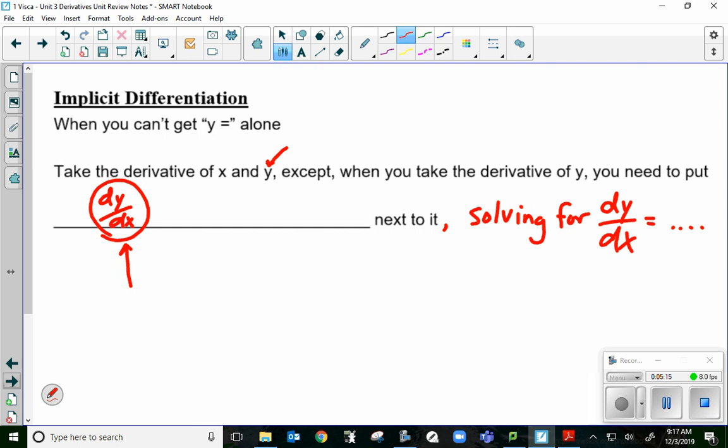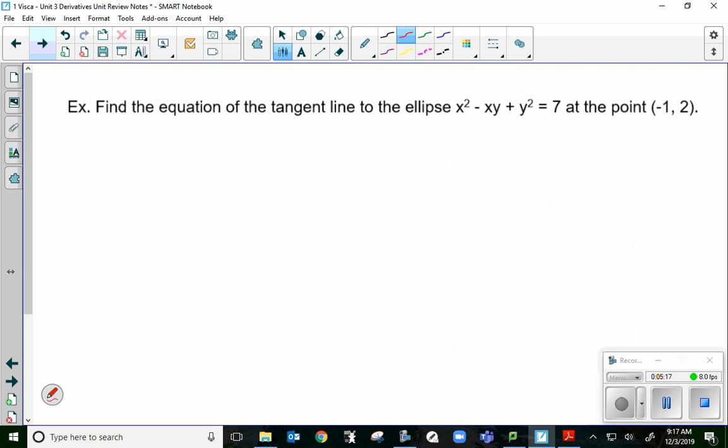Let me give you an example of what I'm talking about. Find the equation of the line tangent. Anytime I see this, I automatically think y minus y1 equals m times x minus x1. Equation of a line, that's this right here. So find the equation of the tangent line to the ellipse x squared minus xy plus y squared equals 7 at the point (-1, 2).